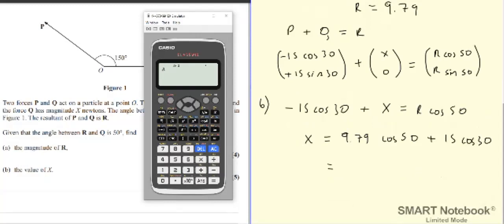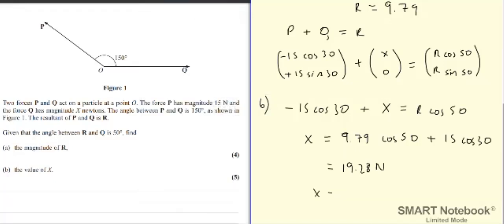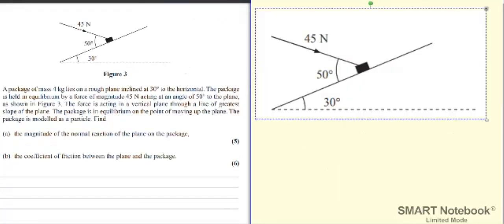So 9.79 cos 50 plus 15 cos 30, and we get 19.28, which is fine really. Okay, we don't have to round this particularly to anything. We could have rounded it to 19.3 newtons. Got everything on there clearly now.